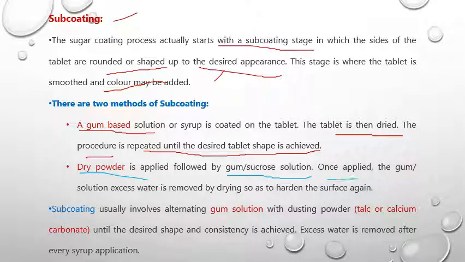Once applied, the excess water of the gum solution is removed by drying so that it hardens the surface again. Subcoating usually involves alternating the gum solution with the dusting powder, talc and calcium carbonate, until the desired shape and consistency is achieved, and the excess water is removed after every syrup application.